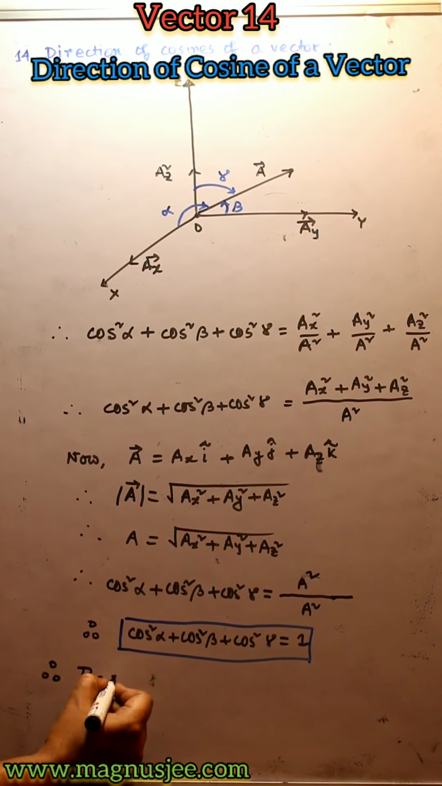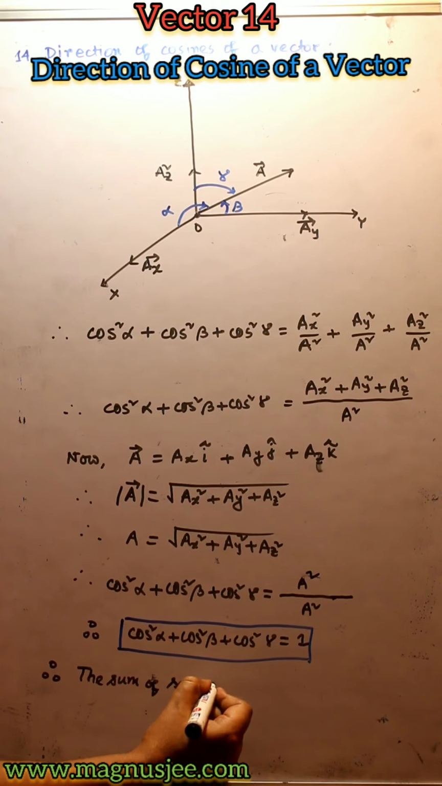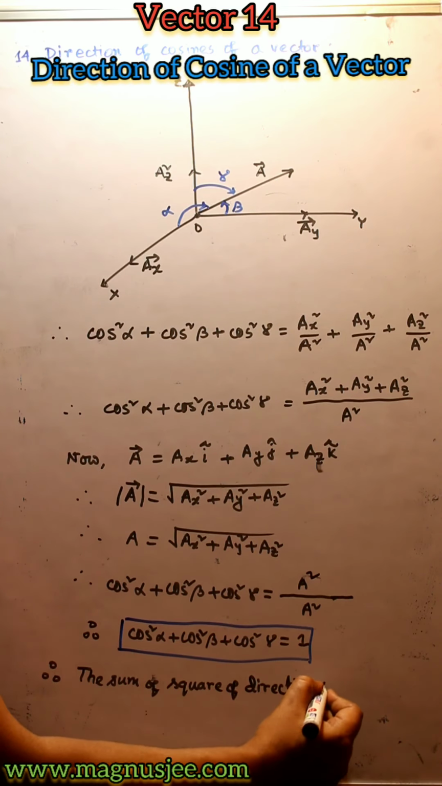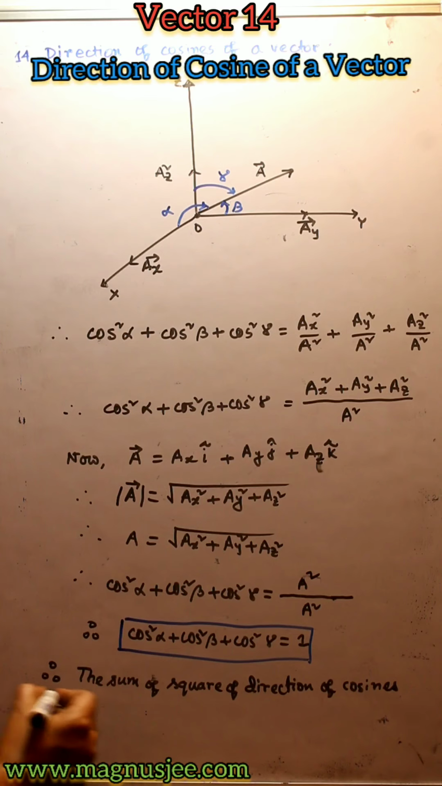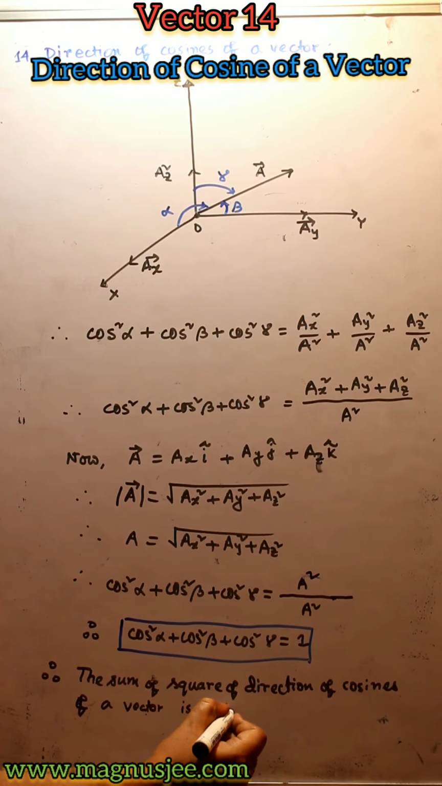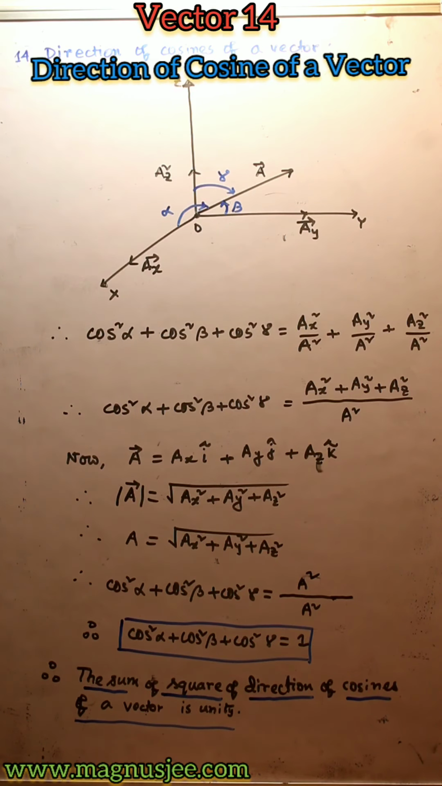Hence, we can write that the sum of the squares of the direction cosines of a vector is unity, that means 1. The sum of the squares of the direction cosines of a vector is unity.